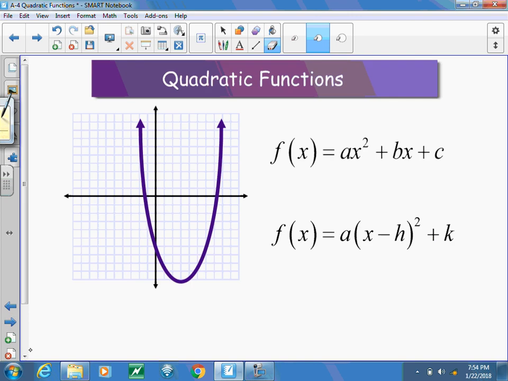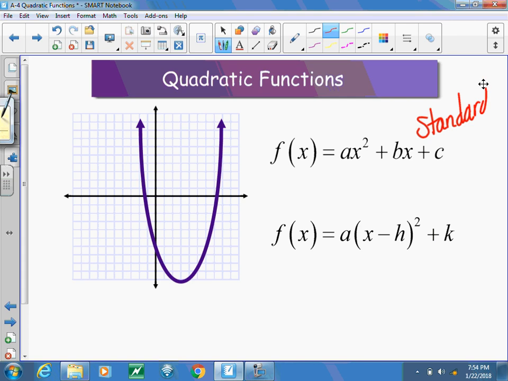So let's just talk about, first of all, what are the two forms of quadratics that you are likely to see? We're going to see them in the form of ax squared plus bx plus c, which is the standard form. And you are familiar with that because that form is what we use when we're factoring things out or when we are using the quadratic formula. And then the other one here is our vertex form.